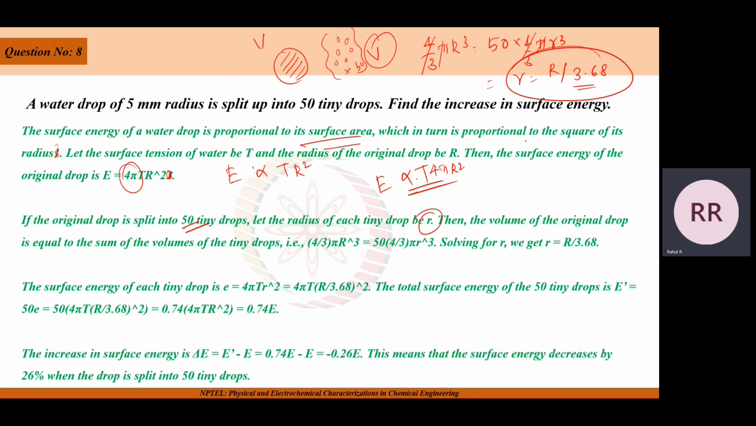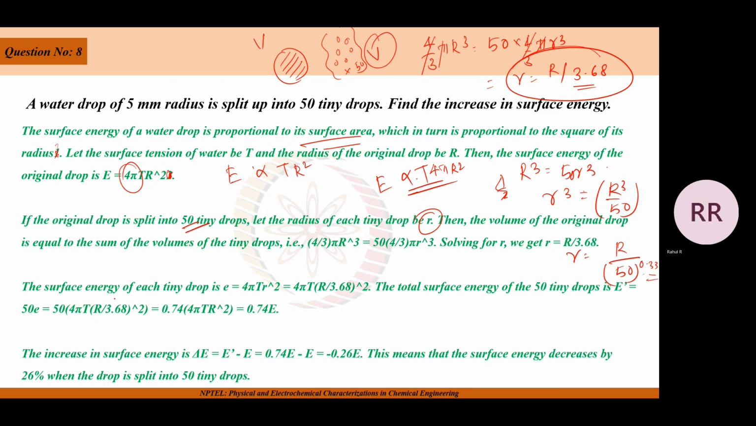So how do we get this? We know 4 by 3 pi cancels out on both sides. R cube is equal to 50 r cube. So r cube is equal to R cube by 50. So r is nothing but R by 50 to the power 0.333, or just 1 by 3. Doing this, we get the value to be 3.68.